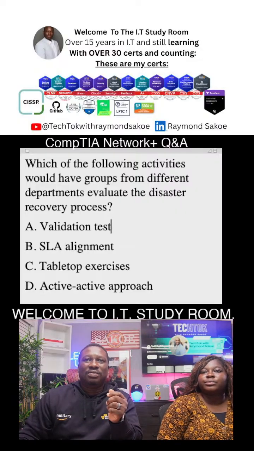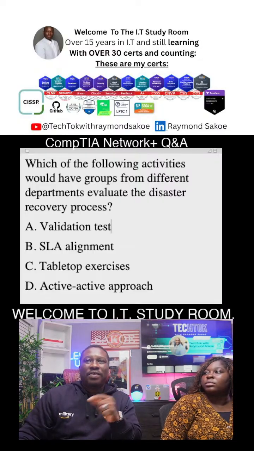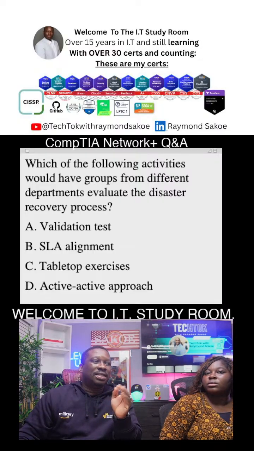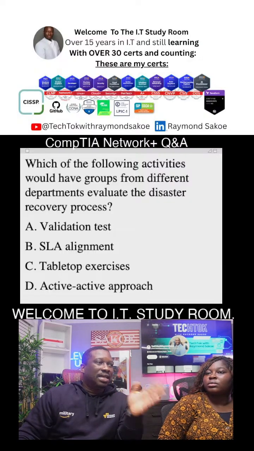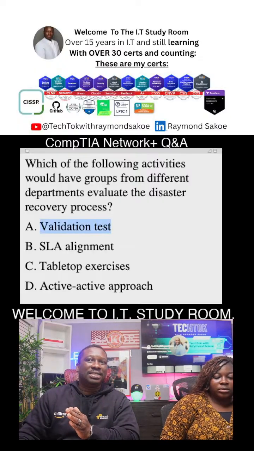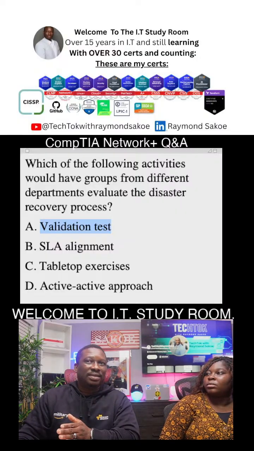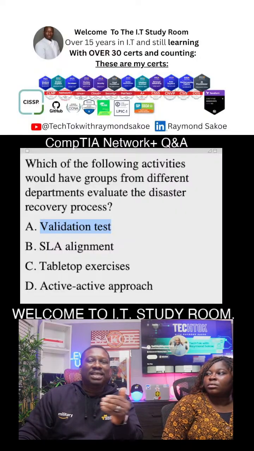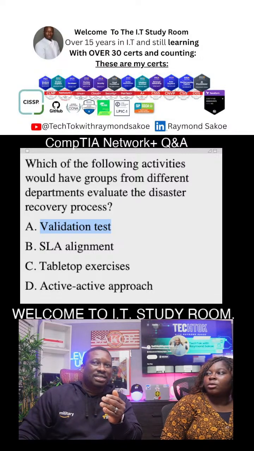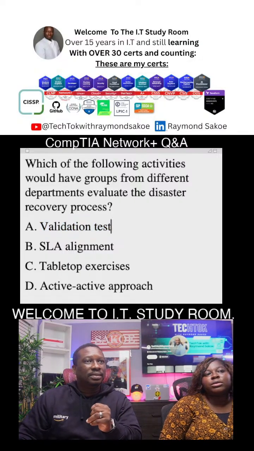Validation test is a generic term. However, in this case, if there's a disaster recovery and the services are switched to a different site, there should be a validation test to make sure that the backup is up and running, to validate that everything is working as expected. So that is it. I hope that makes sense.